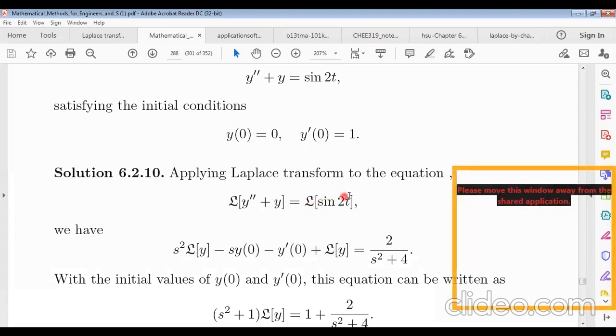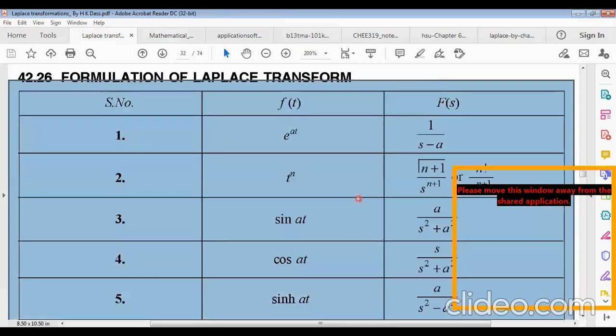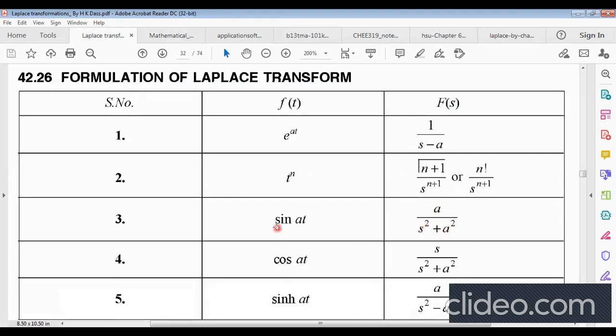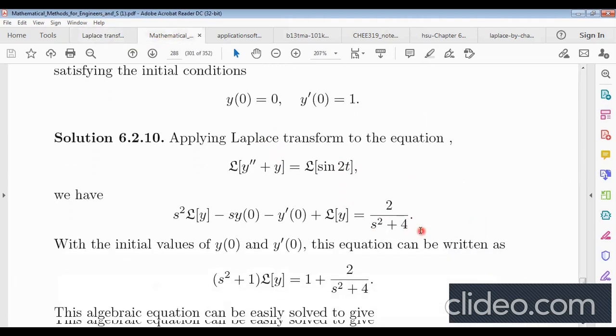And the Laplace transform of sine 2t, what was it? The formula for the Laplace transformation of sine at is a divided by s squared plus a squared. Using this formula, sine 2t will be 2 divided by s squared plus 2 squared. So here we get 2 divided by s squared plus 2 squared. 2 squared means what actually?